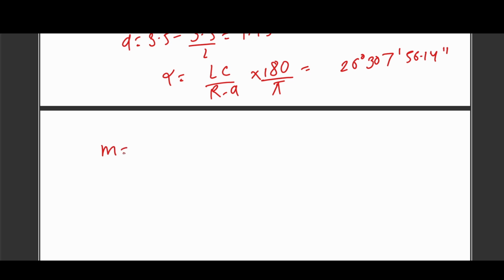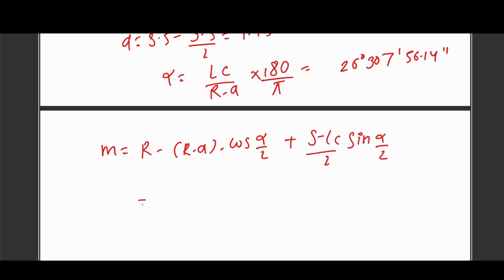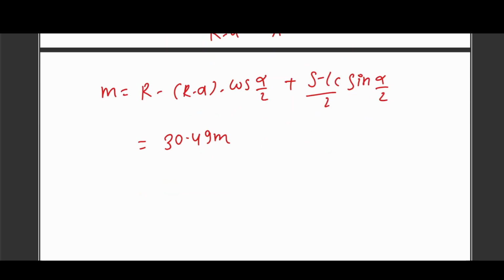So what is the value of M? M equals R minus d cos alpha by 2 plus S minus LC by 2 sine alpha by 2. On keeping all those values, we'll be obtaining the value as 30.49 meter. You can solve it. Please do solve it, because it's very important.